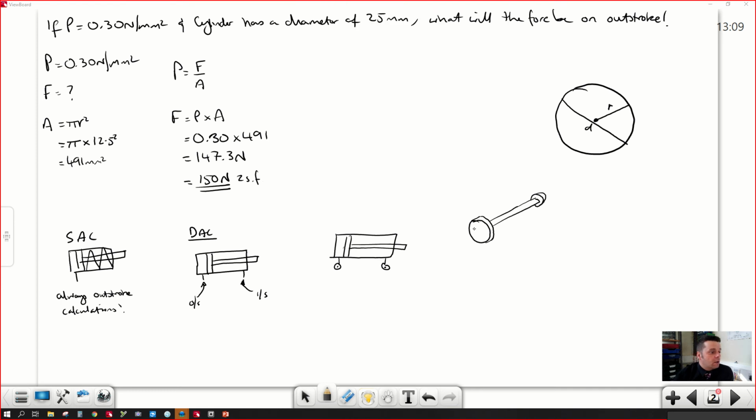So on outstroke, this is the face that the air pressure sees, and that's a circle. Fantastic, that's what we're doing up here. That's why I wrote outstroke in there. That's what you would do for single acting cylinders, because it always sees that. If you turn it round the other way, when you've got the ball actuator on there, and then you've got the cylinder rod coming back, it meets the face there. That is not a circle.